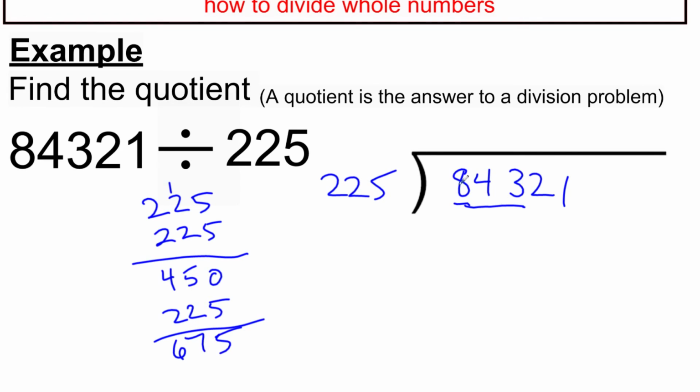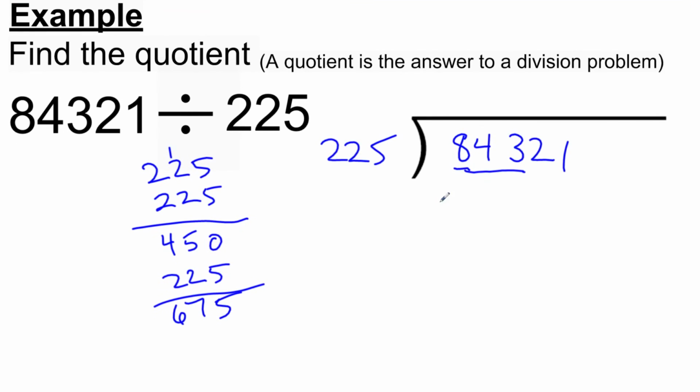675, still below that 843. All right, so I'd highly recommend, see what I do with the underlining here. This is underlining. This is to remind myself what number I'm looking for. Okay, so I'm going to add another 225. Let's see where I get.